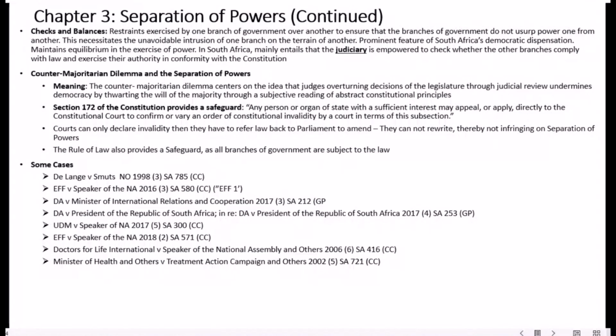In South Africa, we mainly see checks and balances when the judiciary is empowered to check whether the other branches comply with law and exercise their authority in conformity with the Constitution. So that is where we actually see these checks and balances in practice, colleagues. The counter-majoritarian dilemma that I referred to at the beginning of the tutorial, colleagues, just refers to the dilemma that the idea of judges overturning decisions of the legislature through judicial review undermines democracy by thwarting the will of the majority through a subjective reading of abstract constitutional principles.